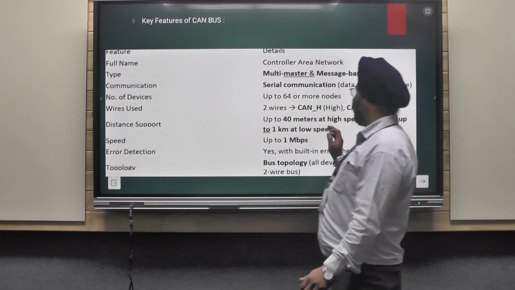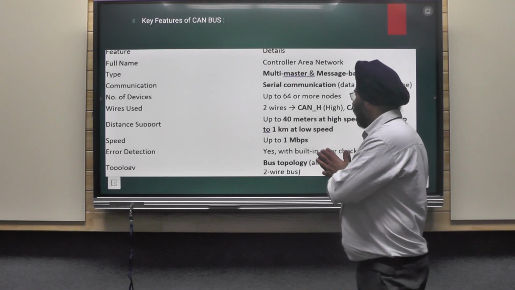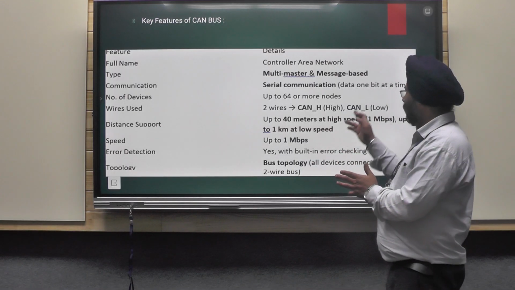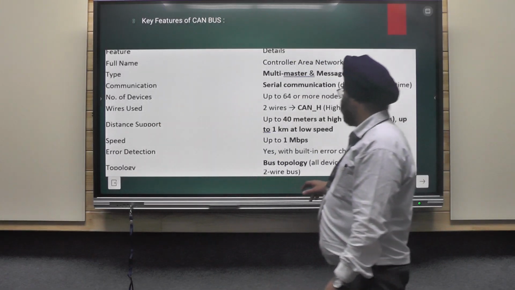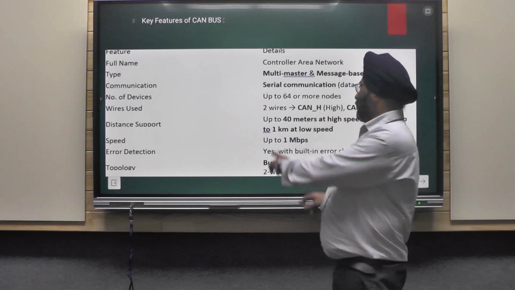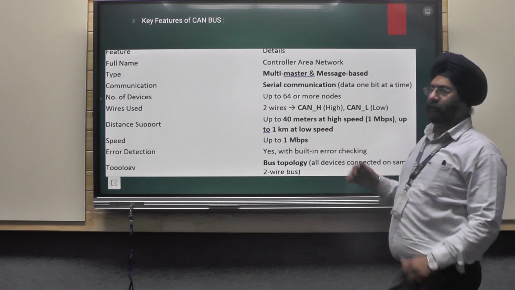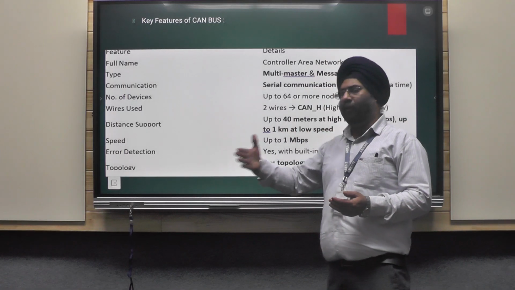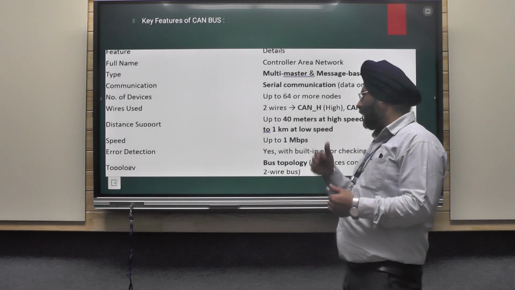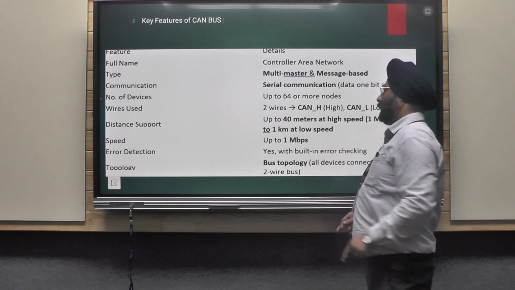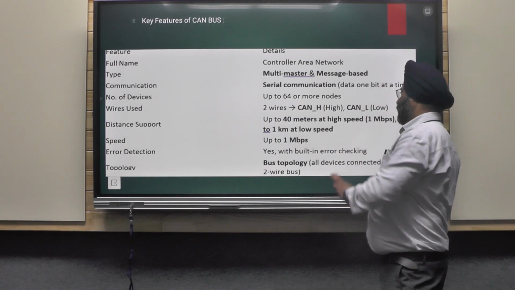Wire use: two wires. CAN_H (CAN high) is one wire, and CAN_L (CAN low) is the second wire. Distance support: it can go up to 40 meters at a high speed. As I told you, whenever we increase the distance, the speed automatically decreases. It means up to 40 meters at high speed.